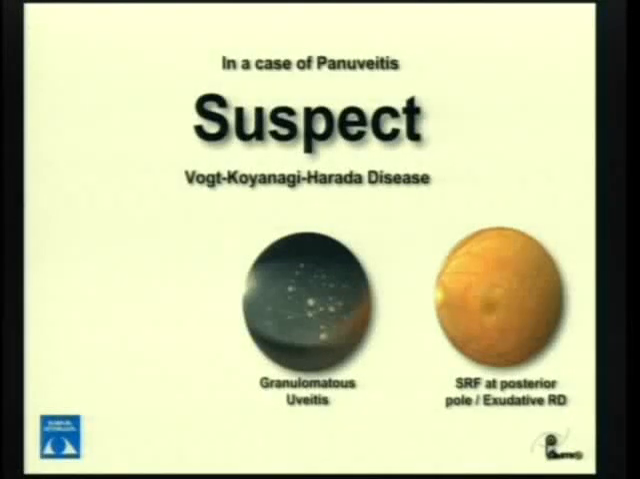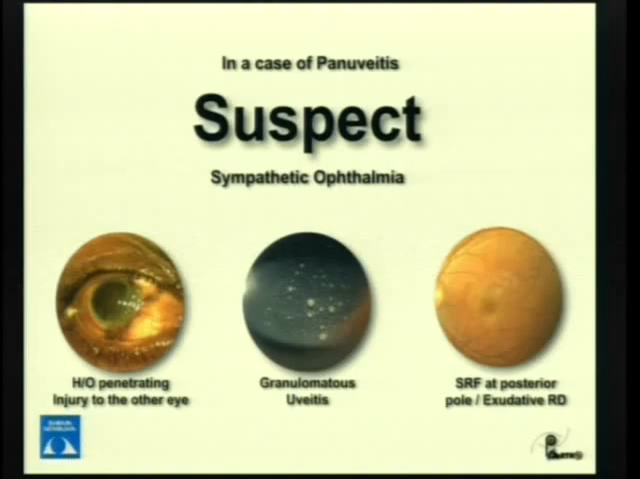So suppose a panuveitis case has come to your outpatient department. You should suspect VKH if there is granulomatous inflammation in the anterior chamber and there is subretinal fluid or exudative detachment. With the same kind of picture, if it is unilateral with a history of penetrating injury to the other eye, one should suspect sympathetic ophthalmia.